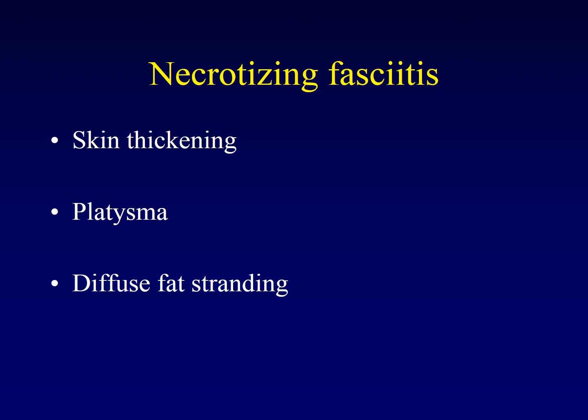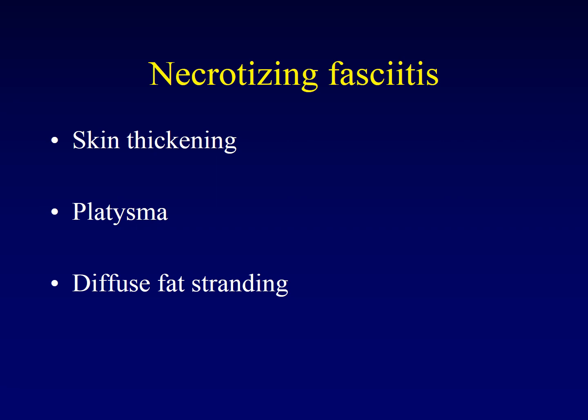Our next potential complication is necrotizing fasciitis. You can think of necrotizing fasciitis as an infection that has gotten completely out of control. You usually see skin thickening, you usually see thickening of the platysma muscle far more extensively than the ones that we have been seeing previously, and you get diffuse fat stranding, meaning all through the neck. Maybe little areas of sparing, but all through the neck.